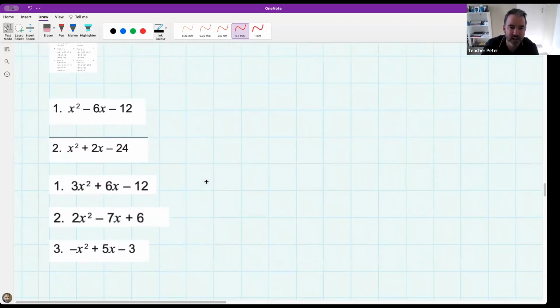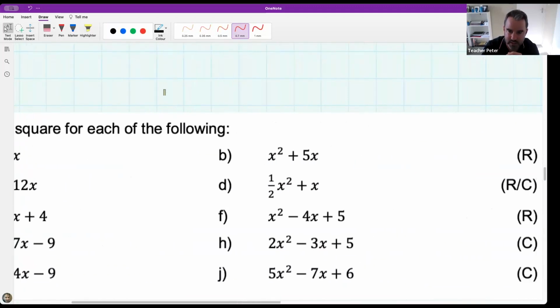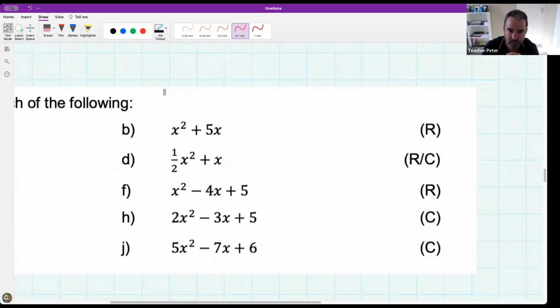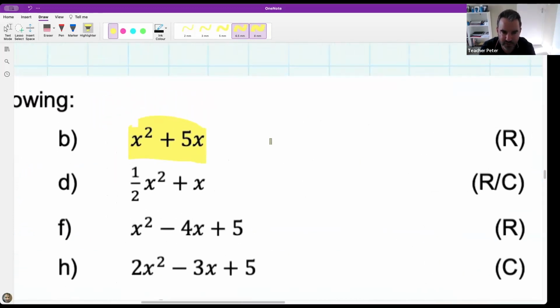So if I look at this expression at the moment, is this a perfect square? No. Okay. In fact, sorry guys, I'm actually jumping ahead here. Let me go to this one over here. Now, is that a perfect square? Yes or no?